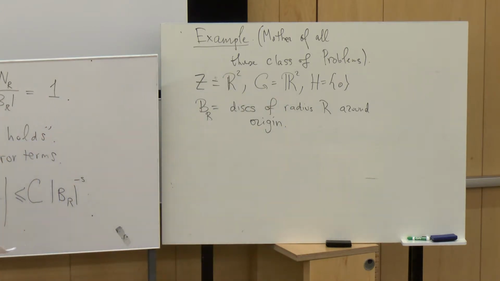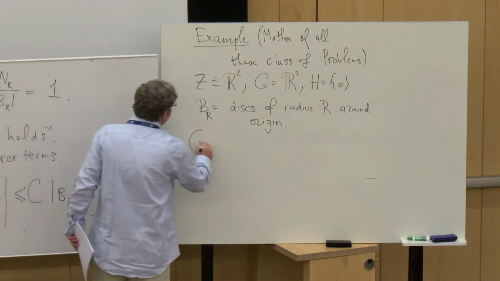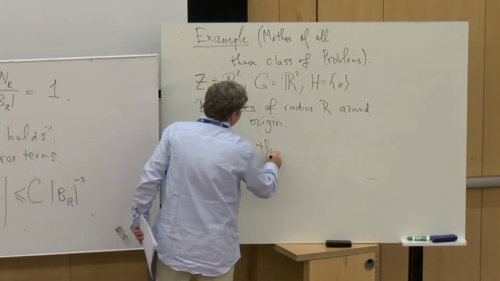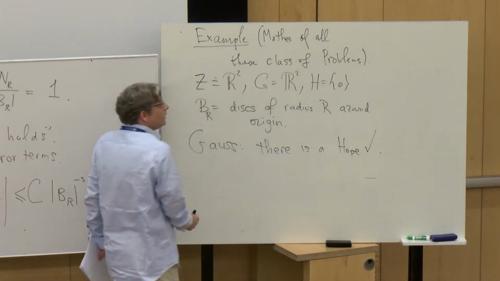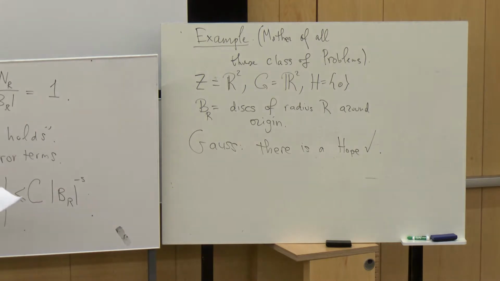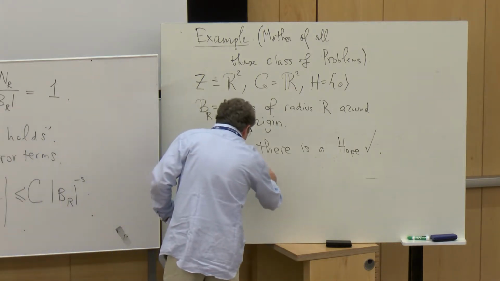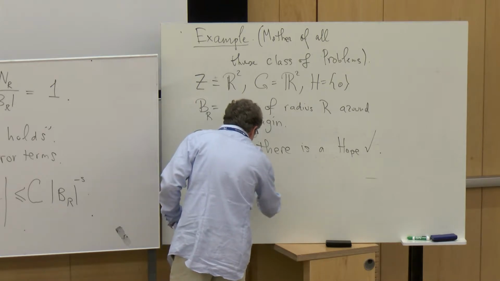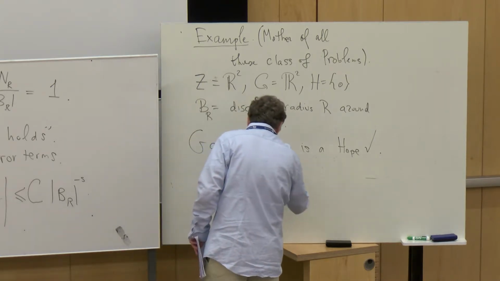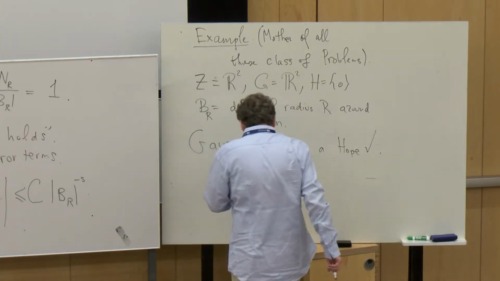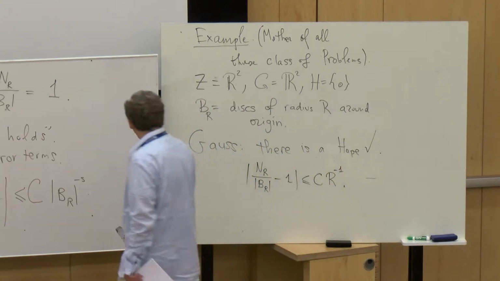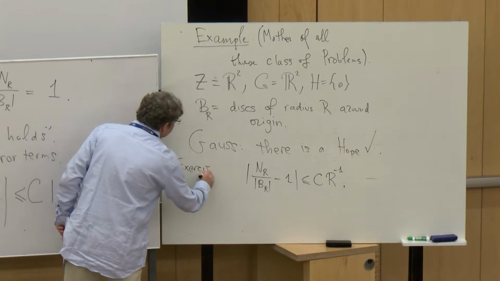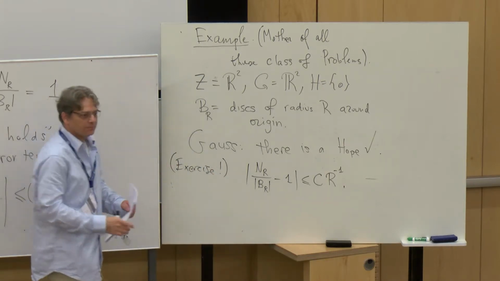Okay? So in this case, maybe this should have been a better answer to Rami's question. In this case, Gauss said there is a hope, so it's validated. Actually, Gauss proved more. He proved that N_R divided by B_R, now I normalize this, minus 1, is less than or equal to a constant times the inverse of R. Okay, and I leave this as an exercise to the interested audience. Okay?